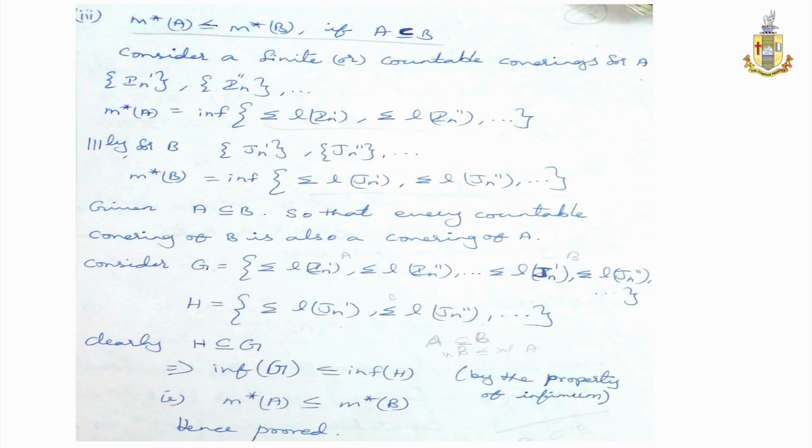From the property of infimum, if A is contained in or equal to B means infimum of B is less than or equal to infimum of A. So using that property here, H is contained in or equal to G means it can be rewritten as infimum of G is less than or equal to infimum of H. That is m star of A is less than or equal to m star of B. So this proves the third portion.